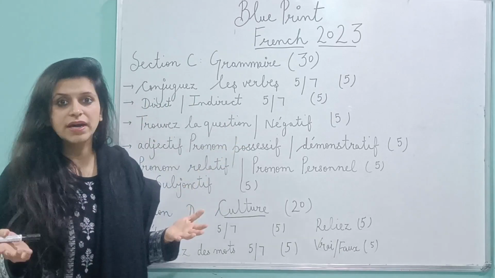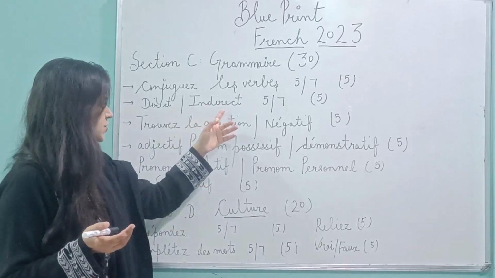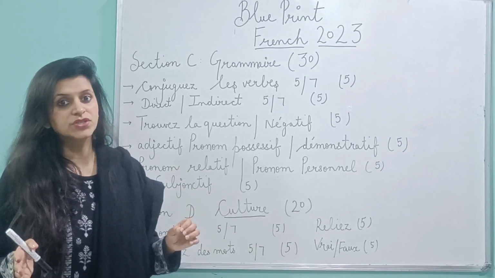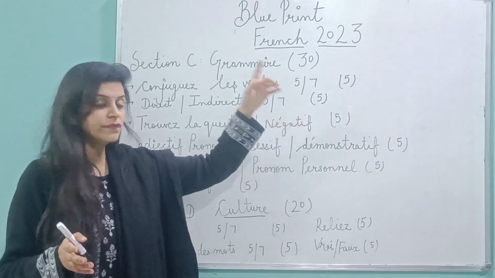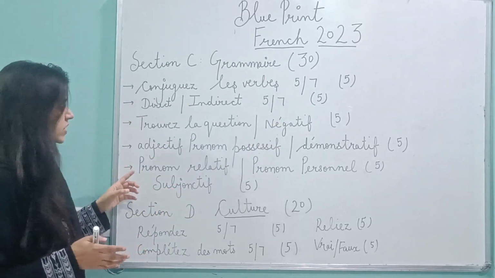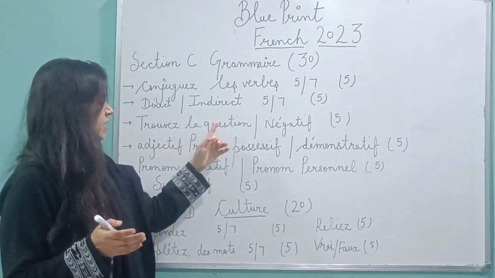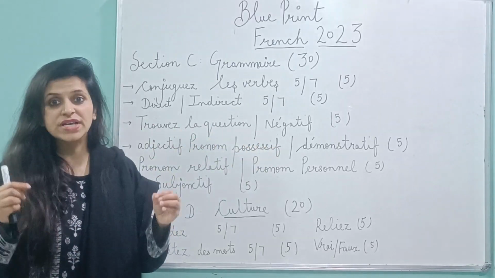Next question, direct indirect speech. It will be a mixed question. Again, out of 7 parts, you need to do any 5 parts, which will be of 5 marks. The next question, you have a choice between trouver la question and negative. I will suggest this thing.